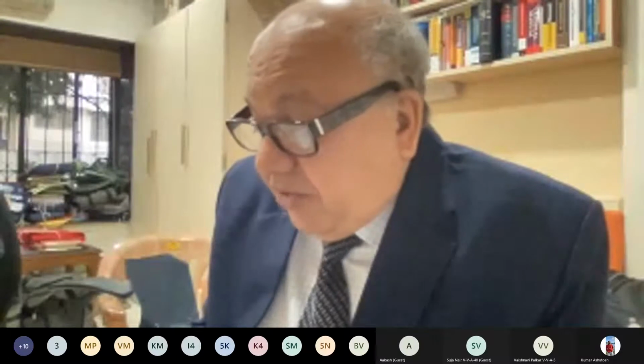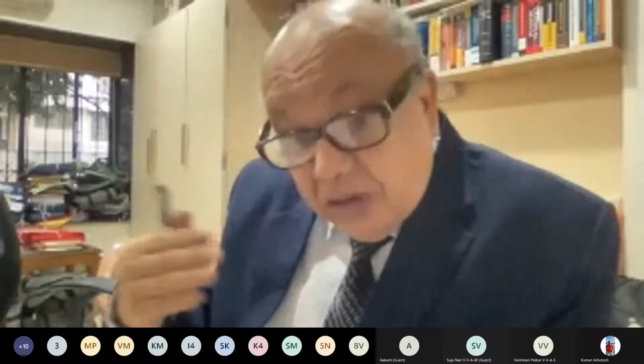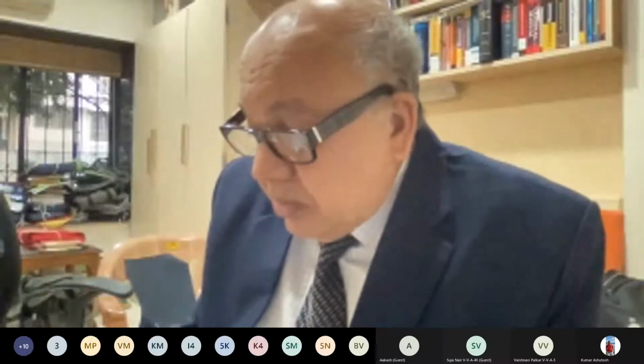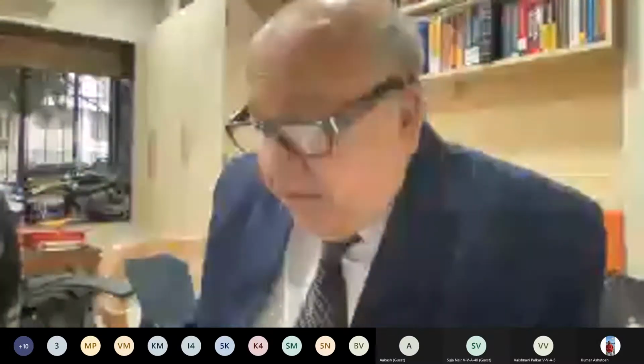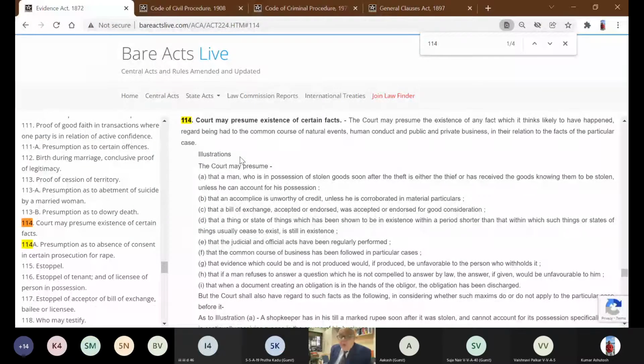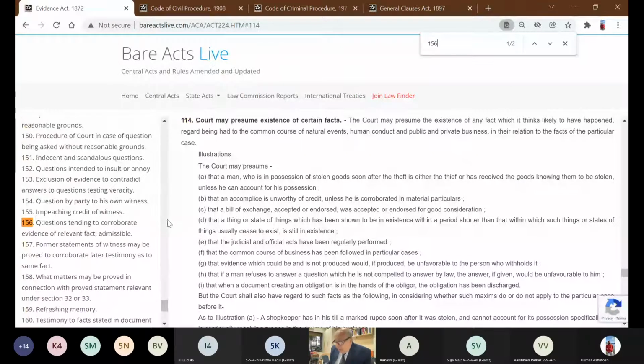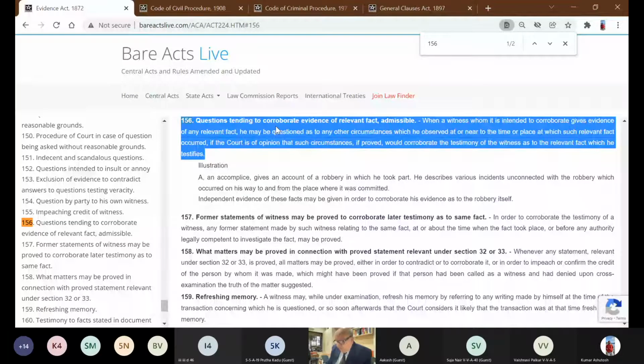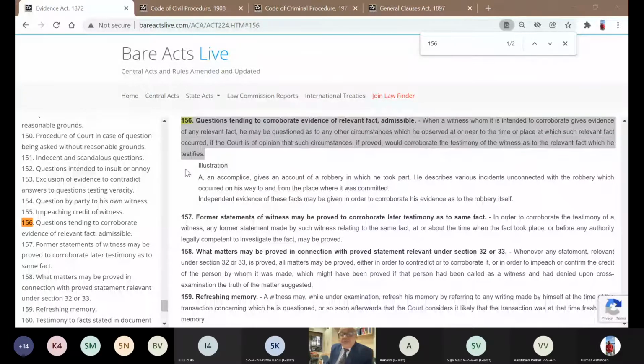When a witness whom it is intended to corroborate, meaning give evidence to support, gives evidence of any fact, he may be questioned as to other circumstances which he observed at or near the time or the place at which such relevant fact occurred. If the court is of the opinion that such circumstances, if proved, could corroborate the testimony of the witness also. So the witness, the gentleman driver, comes and gives evidence before the magistrate or sessions judge.